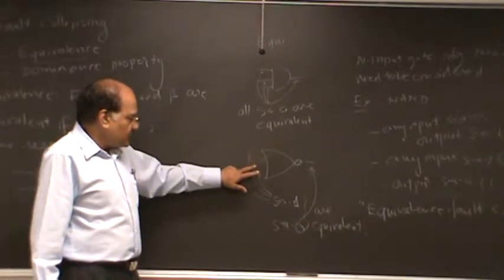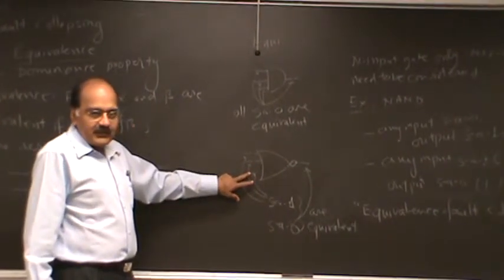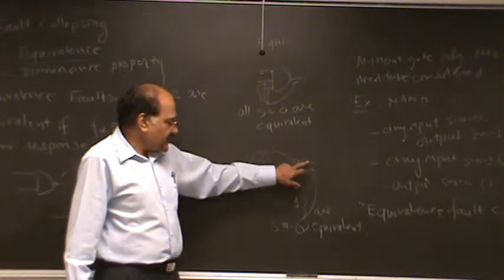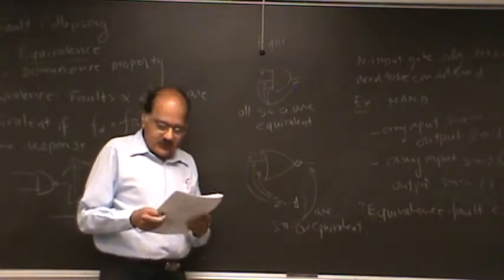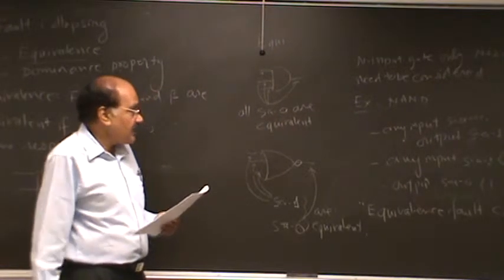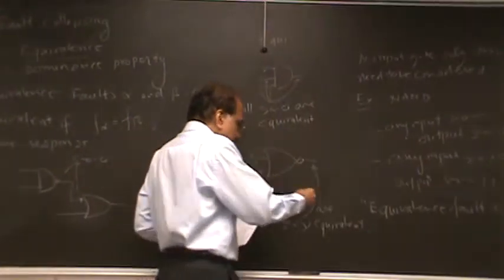So this stuck at 1, this stuck at 1, this stuck at 1. And for all three cases, output is going to be 0. And output stuck at 0, then output is stuck at 0. And now let us come to dominance fault collapsing. So this is equivalence fault collapsing.